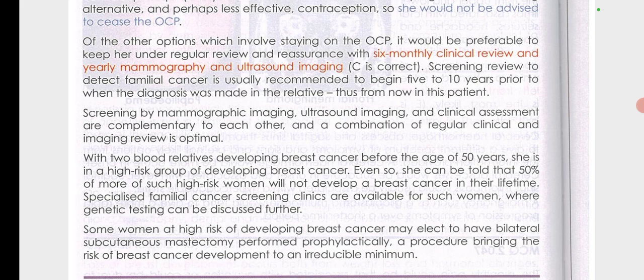Even so, she can be told that 50% or more of such high risk women will not develop a breast cancer in their lifetime. Specialized familial cancer screening clinics are available for such women where genetic testing can be discussed further. Some women at high risk of developing breast cancer may elect to have a bilateral subcutaneous mastectomy performed prophylactically, a procedure bringing the risk of breast cancer development to an irreducible minimum.